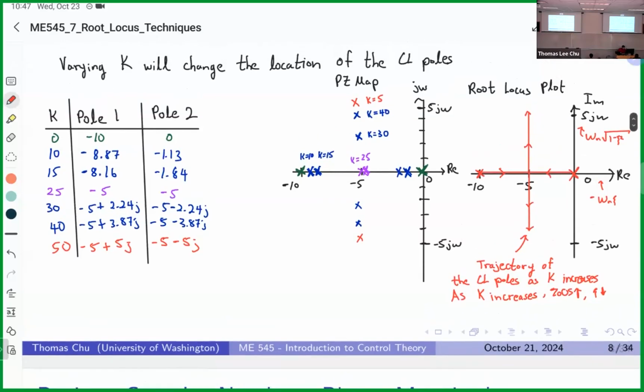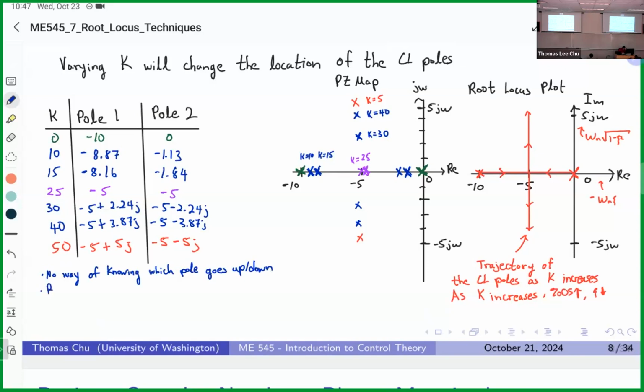A few other notes about this is that we have no way of knowing which pole, like the pole at -10 and the pole at 0, goes up and which one goes down. But the nice thing is that this is symmetric. So if one goes up, one's going to go down. It's going to be symmetric about the real axis. So no way of knowing which pole goes up or down.